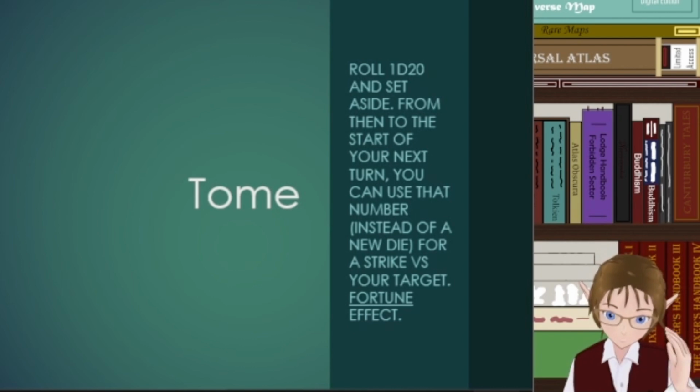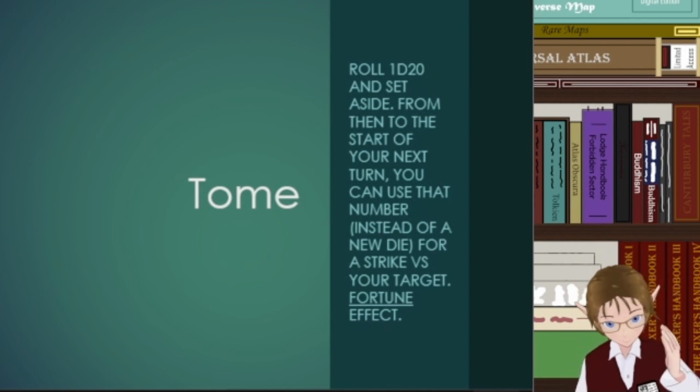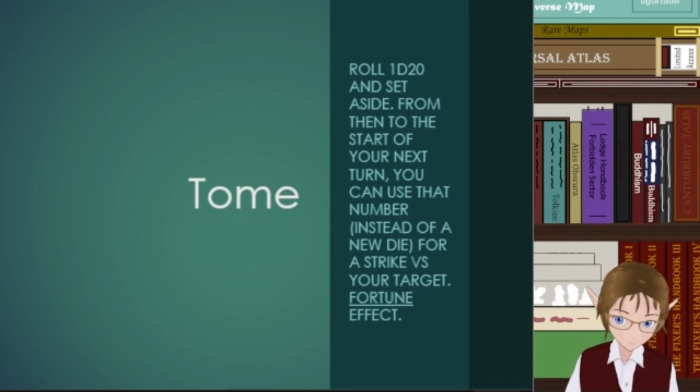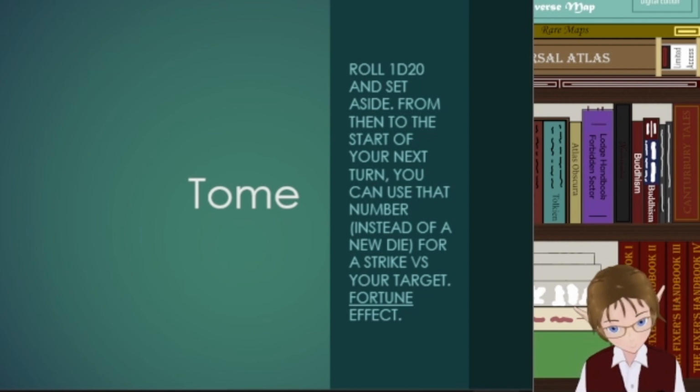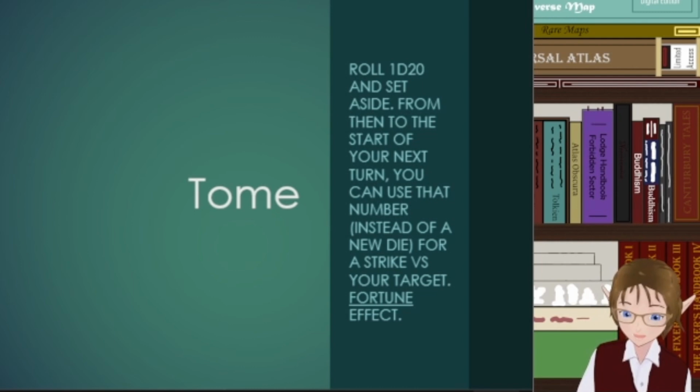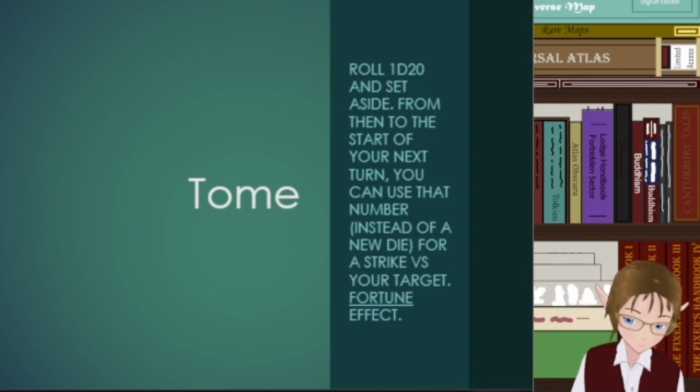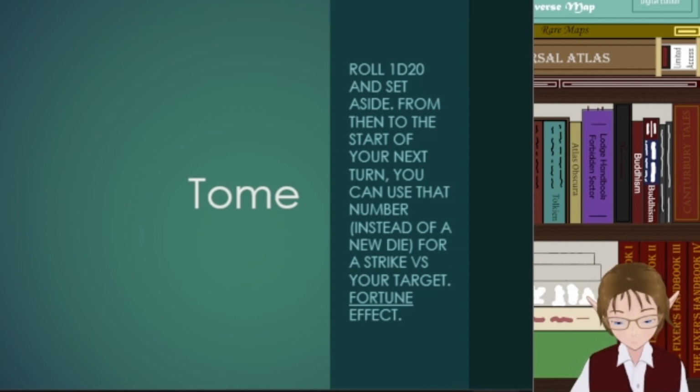The Tome. So the Tome essentially lets you pull off a fortune ability. The way it works is whenever you use the action, you roll 1d20, and then you get to set that die aside. From that moment until the start of your next turn, you can use that number that you rolled instead of a new die for a strike versus your target. This essentially lets you pick the better of 2 dice if you want. If you get a good number, you don't have to roll again. But if you got a bad number, you can reroll. So that gives you an opportunity to have a better hit.